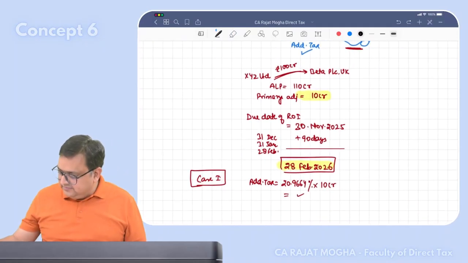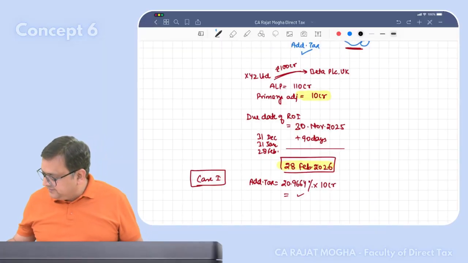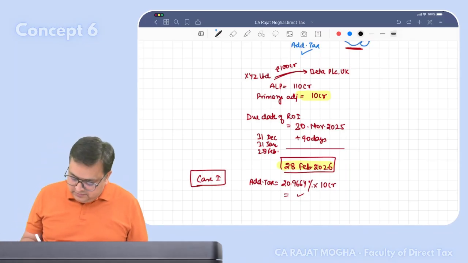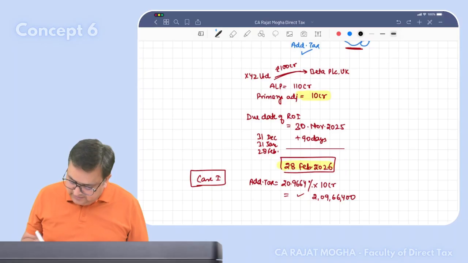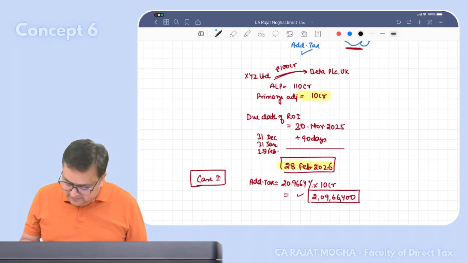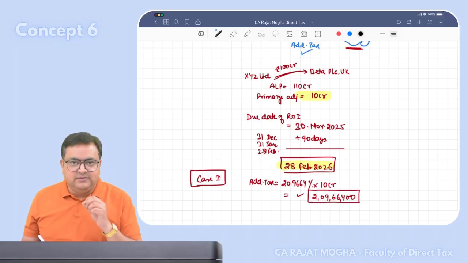10 crores into 20.966%. It would be 2 crore 9 lakh 664. This is the amount, right? This is the amount which you have to pay as additional tax in case number 1.